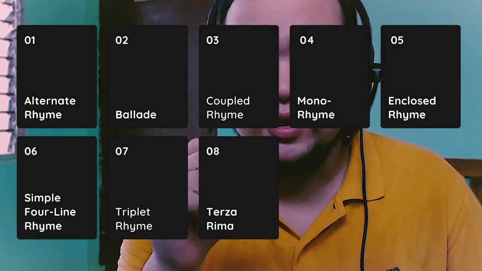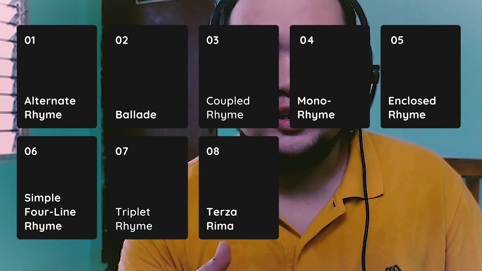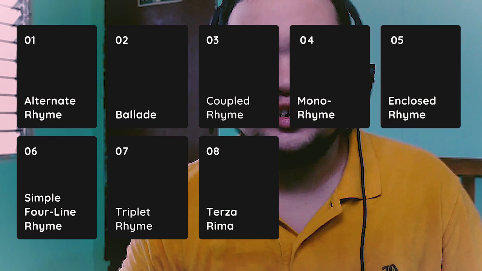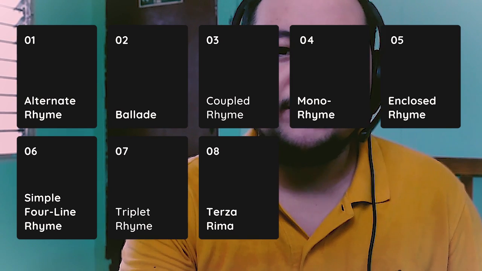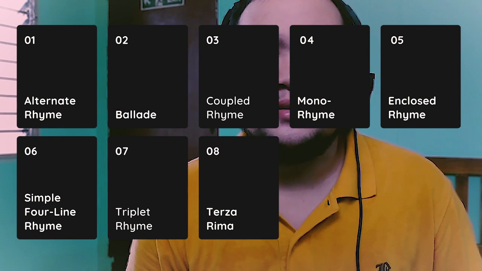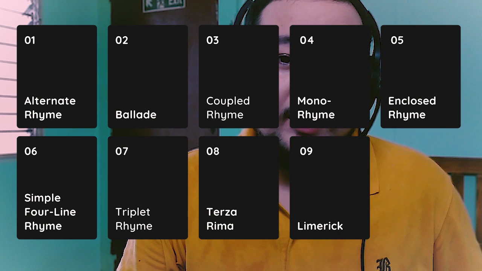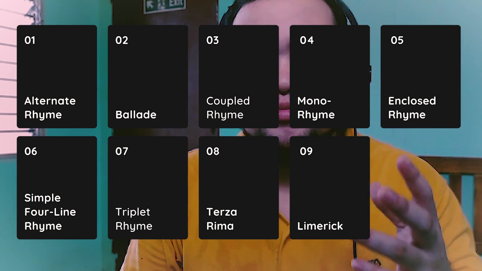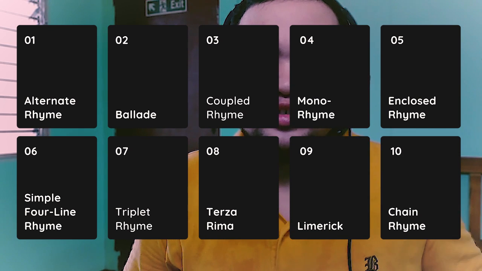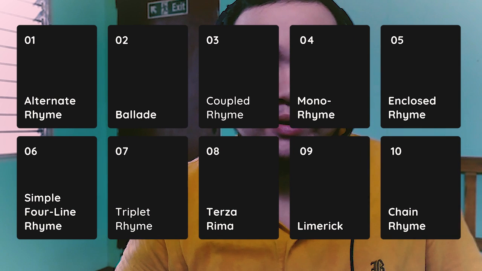It is an Italian form of poetry that has a chain rhyme in which the second line of each stanza rhymes with the first and last line of the subsequent stanza. The pattern is ABA, BCB, CDC, DD, and so on, EE. So there's also the limerick, which is a 5-line poem with AABBA rhyme scheme.